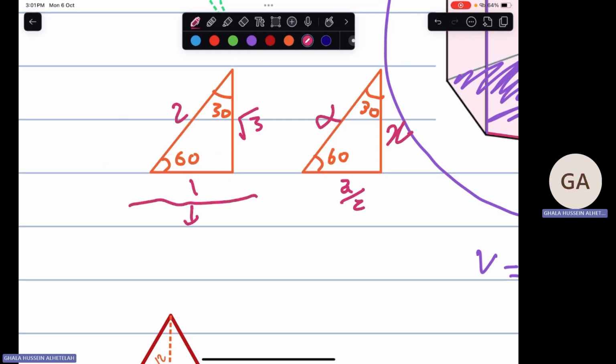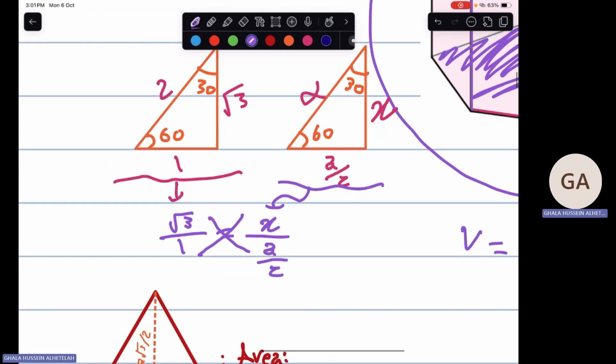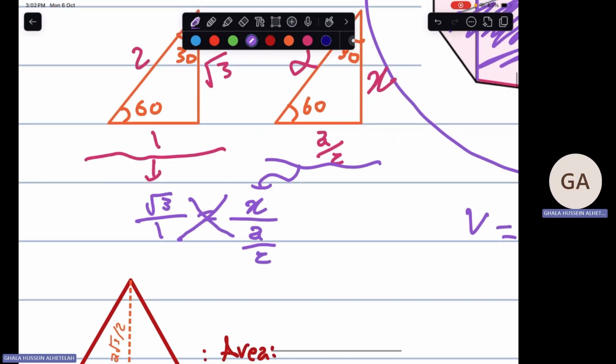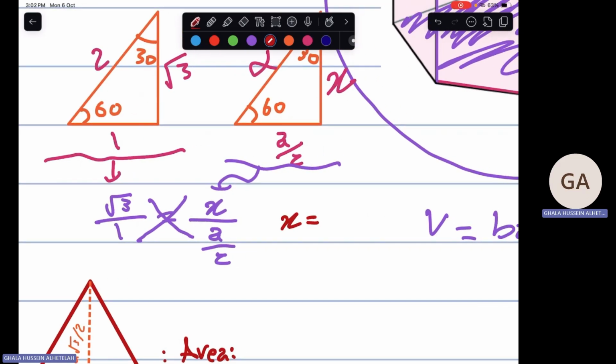By this triangle we can say that the square root of 3 over 1 is equal to... okay, let's do the same thing with it. We are going to do x over a over 2. Okay, نسبة وتناسب ونقدر نطلع الفاليو حقة الx بالنسبة لل a. Okay, x is basically equal to a square root of 3 over 2.